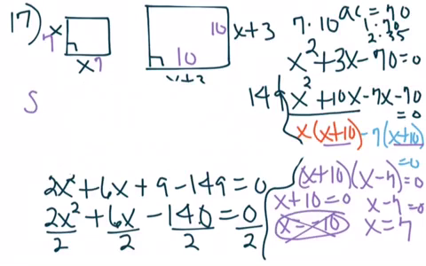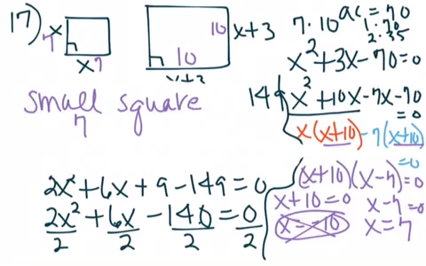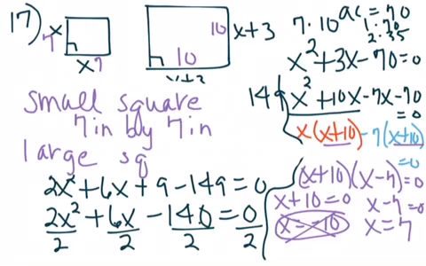I would say small square, 7 inches by 7 inches. Large square is 10 inches by 10 inches. And that will be considered beautiful.